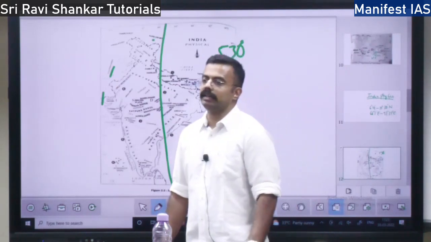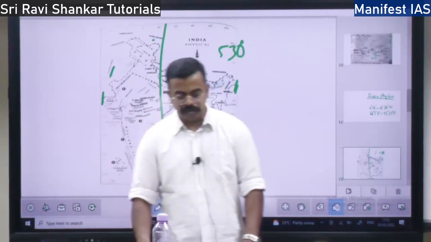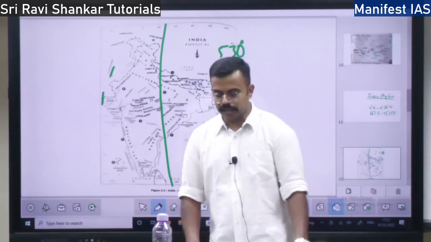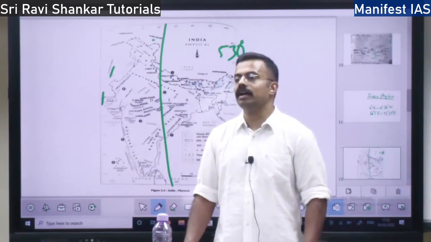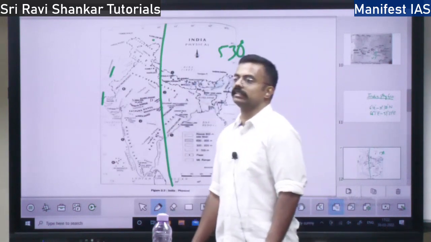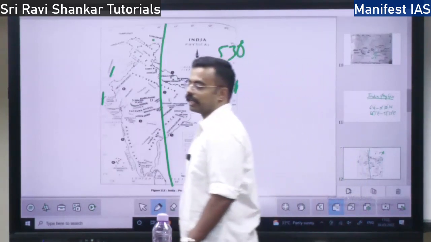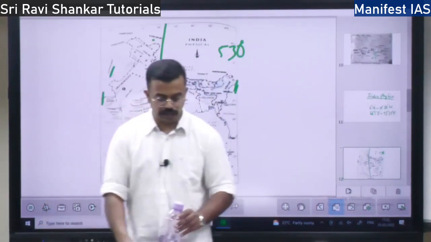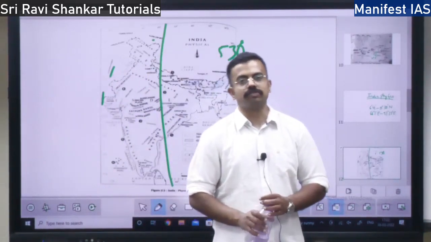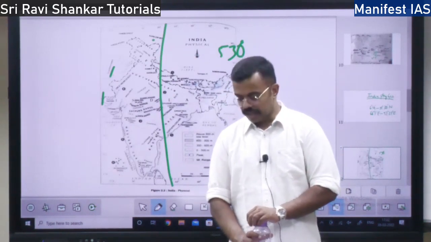What is the structure and physiography of India? When we talk about India, we have to first look at the earth itself. Earth is 460 million years old, and earth has been formed via various endogenic and exogenic processes, right? You know what is the endogenic process, what is the exogenic process. Similarly, Indian topography has also been formed via various endogenic and exogenic processes, right?